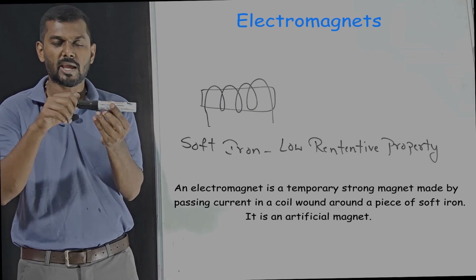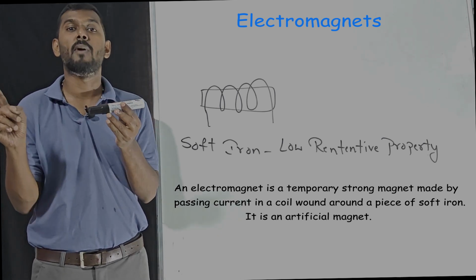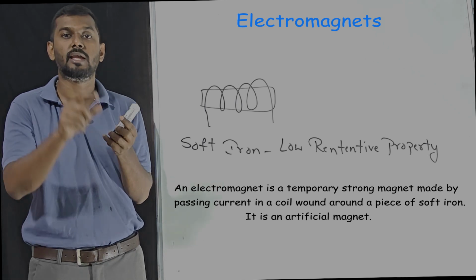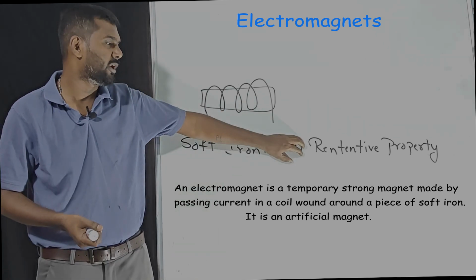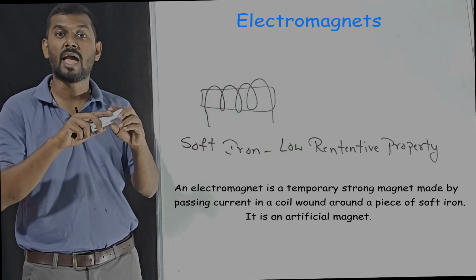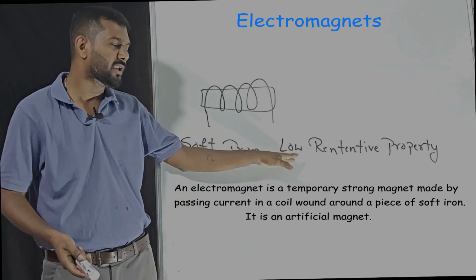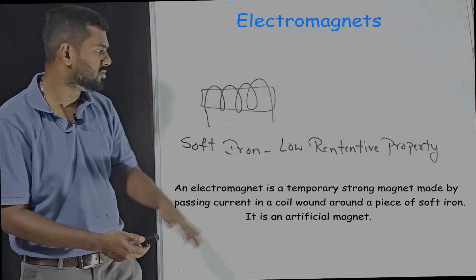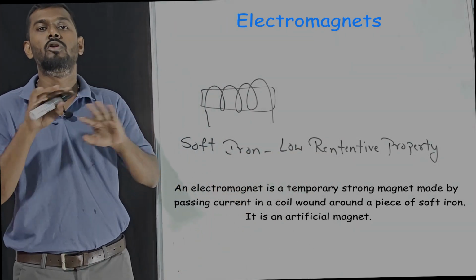For an electromagnet, it should have low retentive property. That means once you take out the current, there should be no magnetic field. The magnetic field has to go off immediately. That is nothing but low retentive property. So soft iron has low retentive property. Instead of writing the lengthy answer, you can use these keywords to get the full marks.